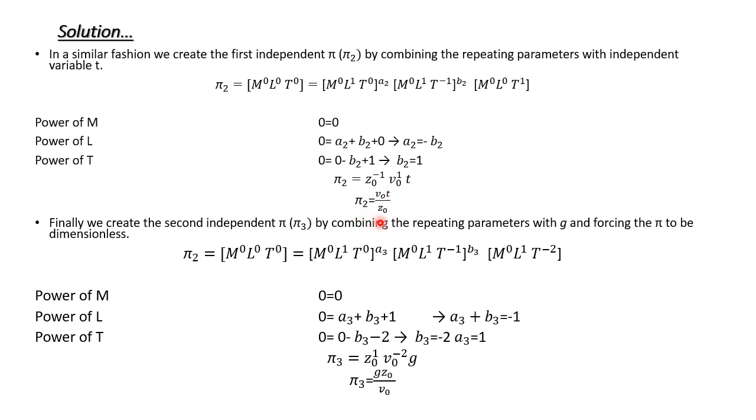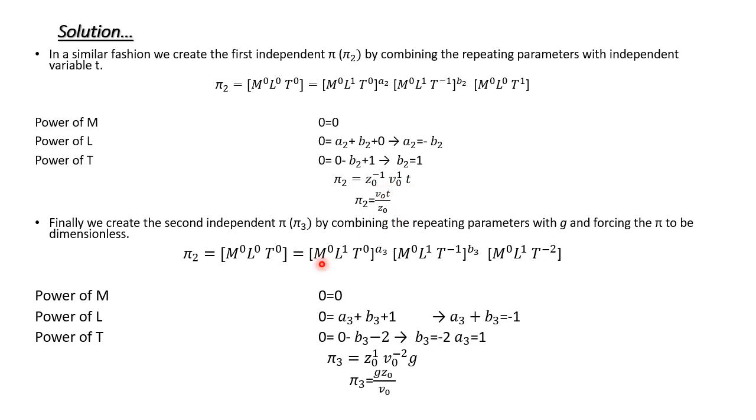Pi 2 term is equal to V0 T by Z0. You just go back and check the dimensionless terms that we got. z star is equal to z by z naught, so that we got as the pi 1 term, and one more term we had got is t star equal to v naught t by z naught. So here look, pi 2 is equal to v naught t by z naught. That is the beauty of dimensional analysis.